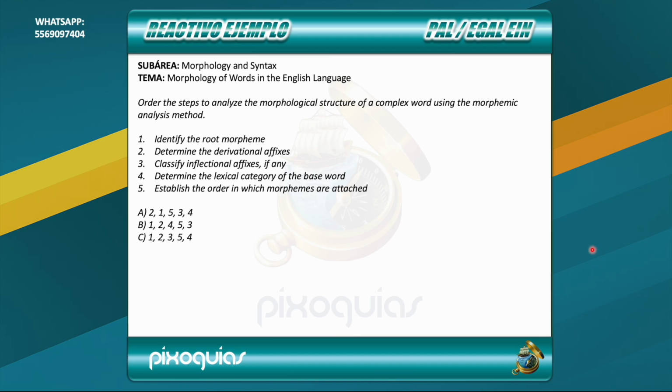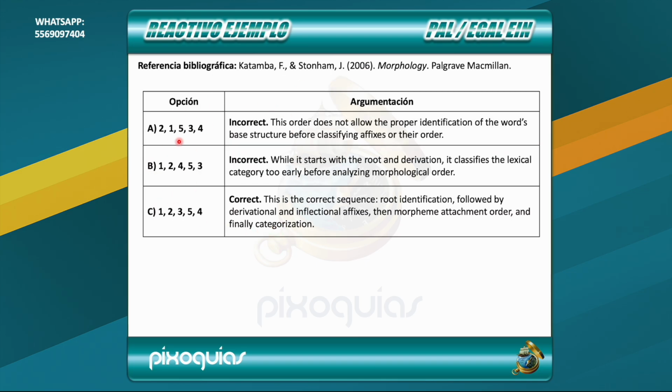This exercise is from the sub-area Morphology and Syntax, about the topic Morphology of Words in the English Language. Order the steps to analyze the morphological structure of a complex word using the morphemic analysis method. Well, we have here the different elements. We're going to order them. We can see that the correct answer is C, which shows that the sequence is 1, 2, 3, 5, and 4. So, this is the correct sequence.